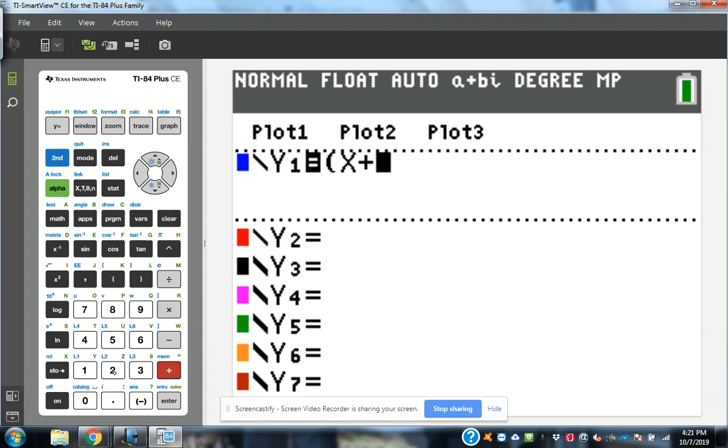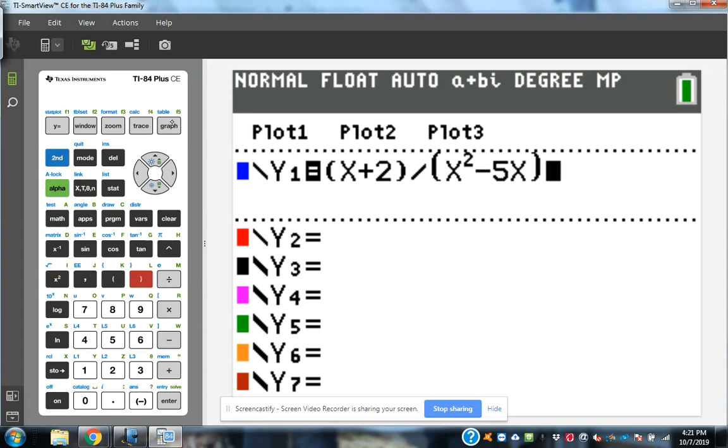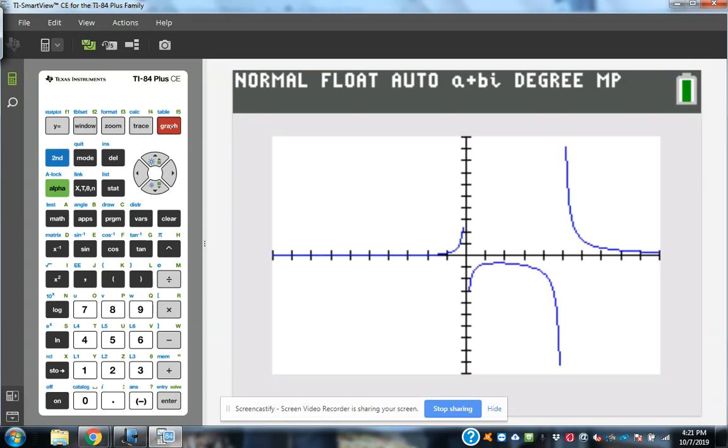Be x plus 2 divided by parentheses. I'm going to go ahead and multiply that out to x squared minus 5x. X squared minus 5x. Just distribute the x. Look at that, the graph's a little better. In your picture, we see more going on.